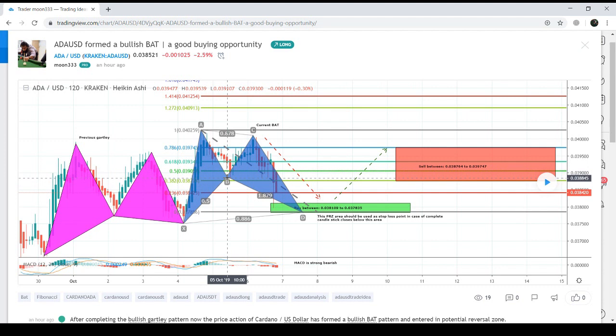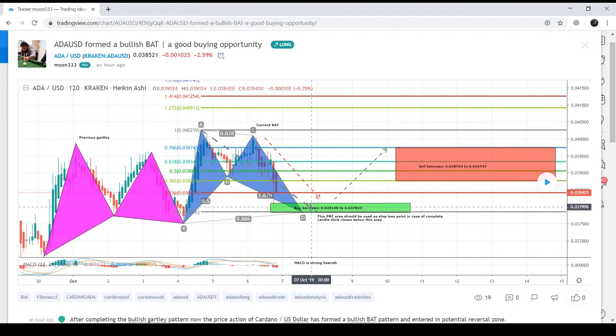So this is the first confirmation that it will be a bat pattern, and after this A to B leg, the B to C leg is retraced between 0.382 to 0.886 Fibonacci. So this is the second confirmation that this would be a bat pattern. And the C to D leg is retraced between 0.786 up to 0.886 Fibonacci. So up to here, the bat pattern is completed.